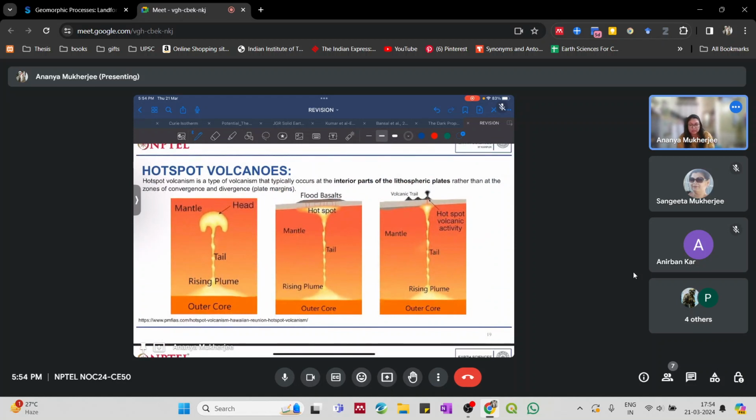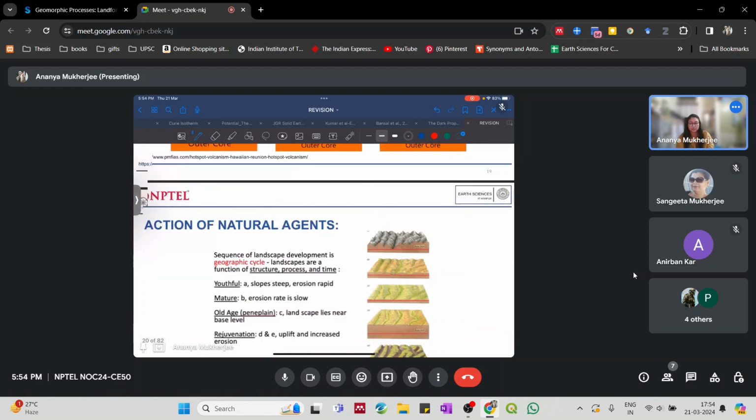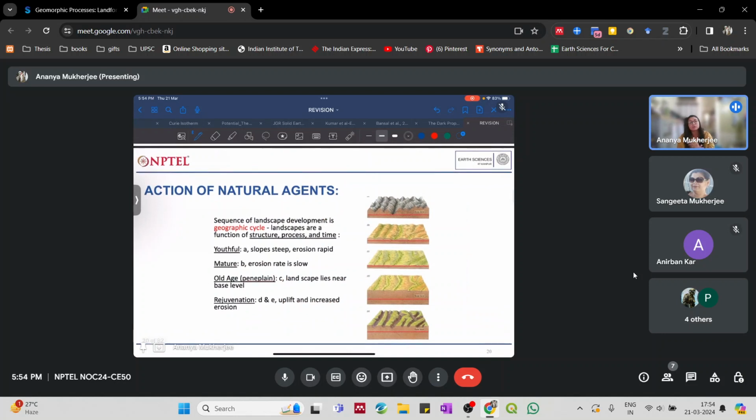So this is the plume that rises. It can generate from the outer core itself, and because it is generating at such a depth, it does not really move a lot, but it leaves a volcanic trail when the plates are moving over the plume that is existing. So now let's come to the different natural agents and what kind of geomorphic changes they are going to make.